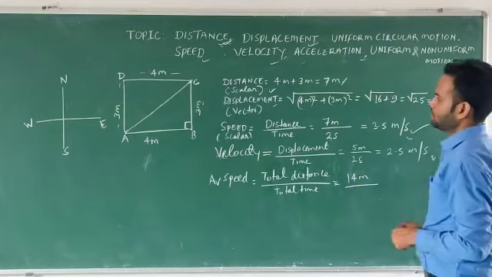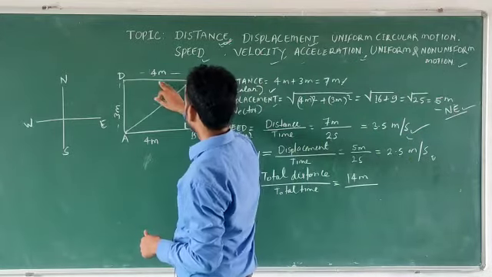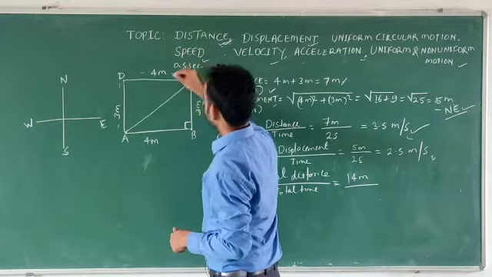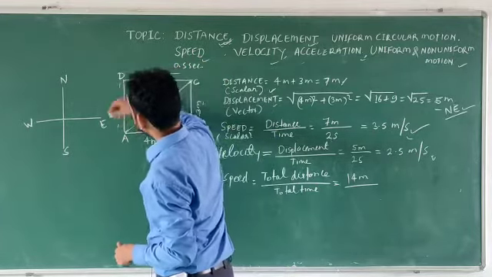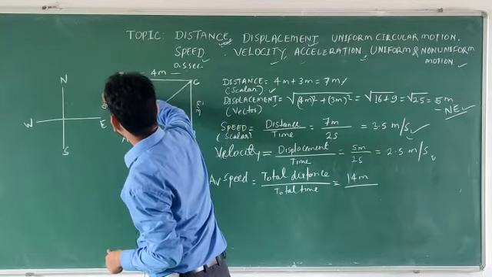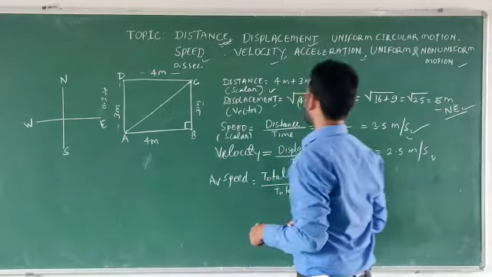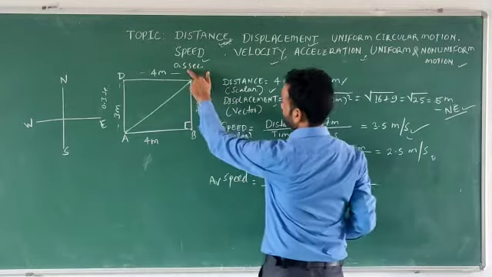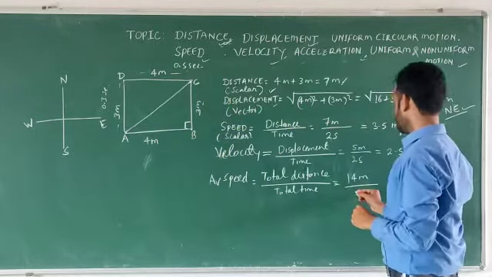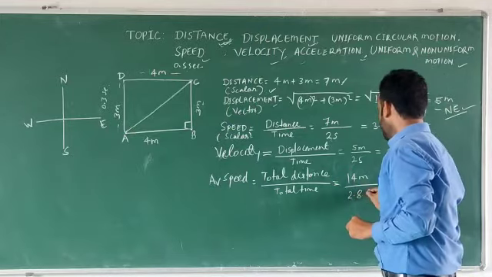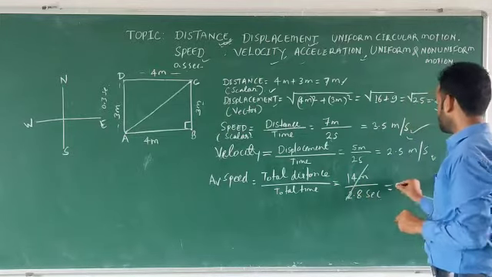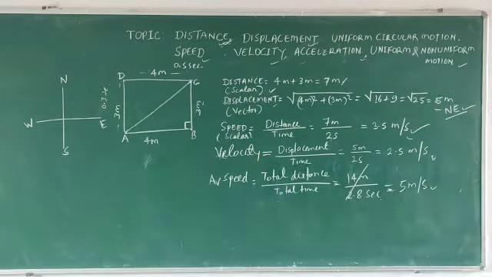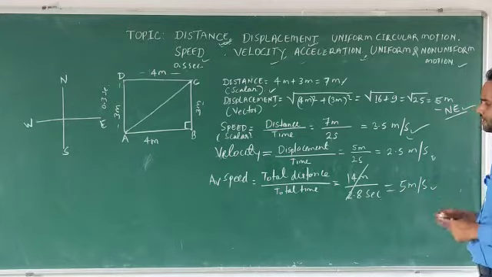Let's assume it takes 0.5 seconds to complete C to D, and to complete the D to A distance it takes 0.3 seconds. So the total time would be 2 seconds from A to C, and then 0.5 plus 0.3. So 2 plus 0.8 seconds, that means it would be 2.8 seconds. So if we divide it, we find 5 meter per second, that is the average speed here.